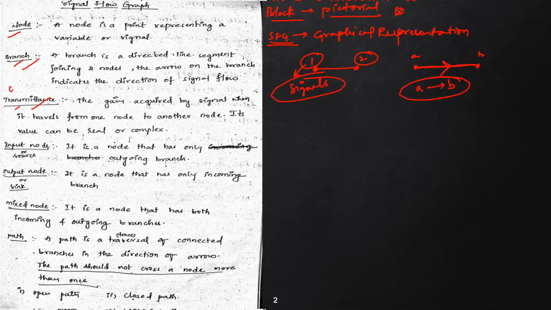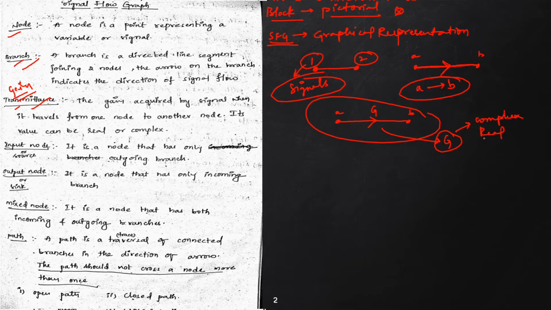Transmittance, or you can call it a gain also. It is the gain acquired by the signal when it is traveling from one node to another node, and its value can be real or complex. Again assume two nodes, and in between the two nodes we have a branch, and the direction of the branch is shown like this. How much gain is present between these two nodes is represented here. Suppose the branch is carrying a gain of G. This is the gain of the branch, and the value of G can be complex or real. It depends upon the system.